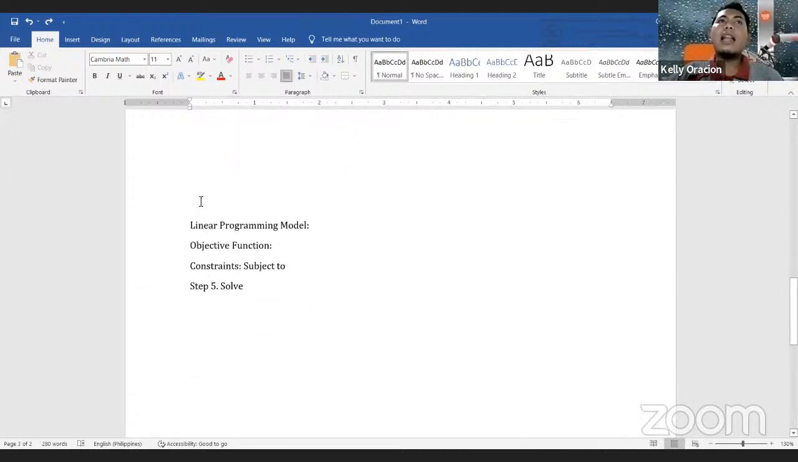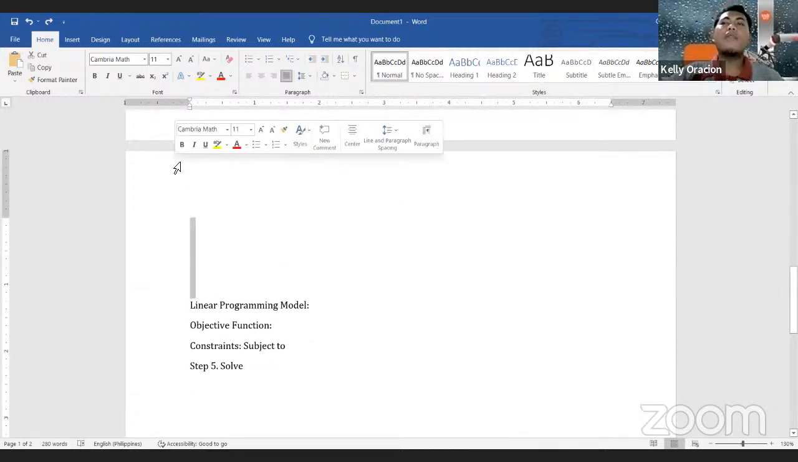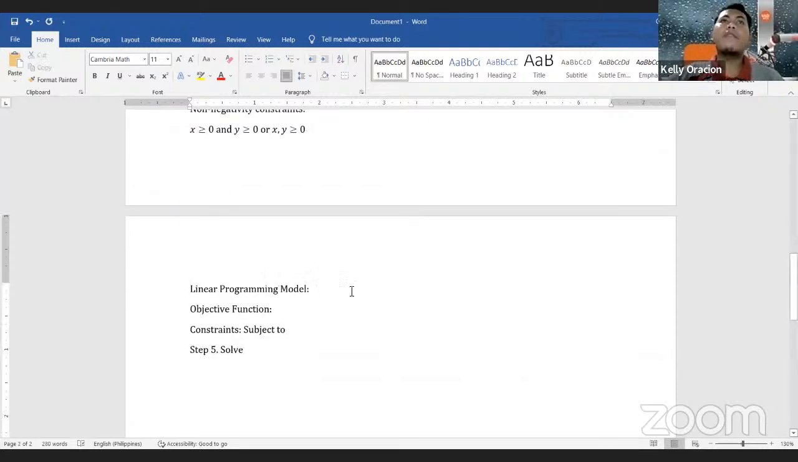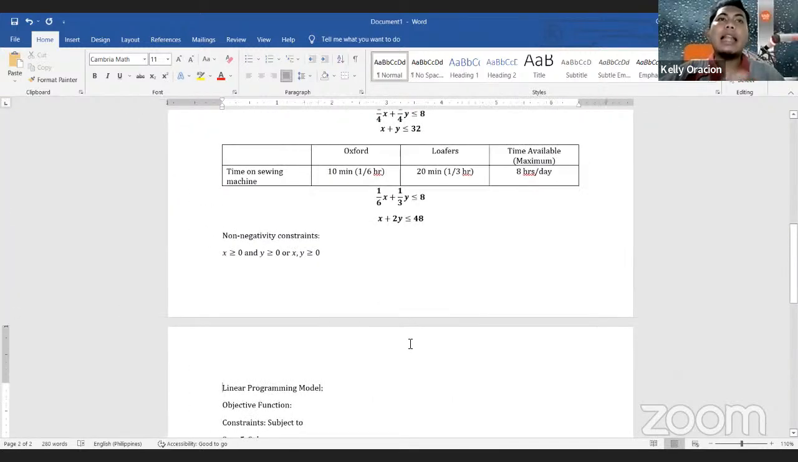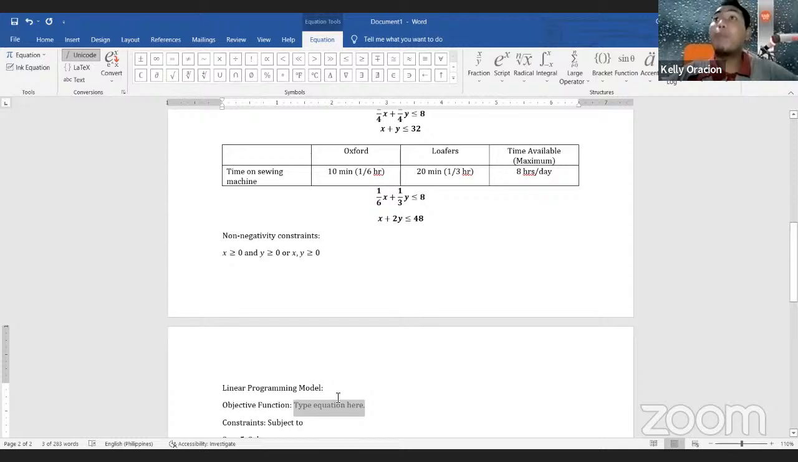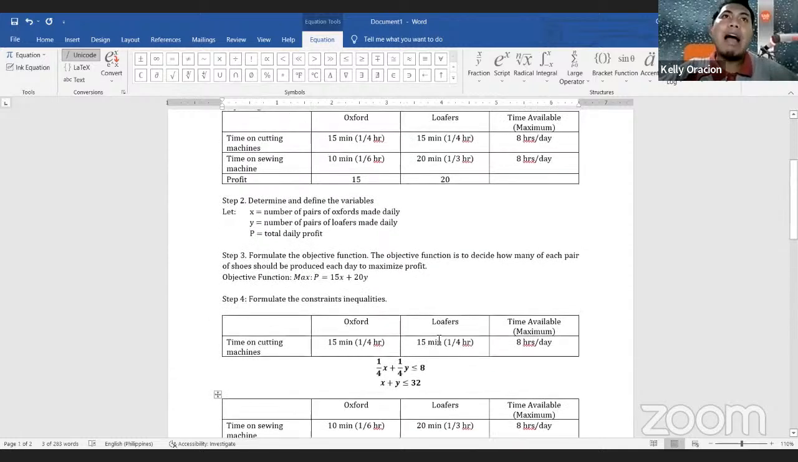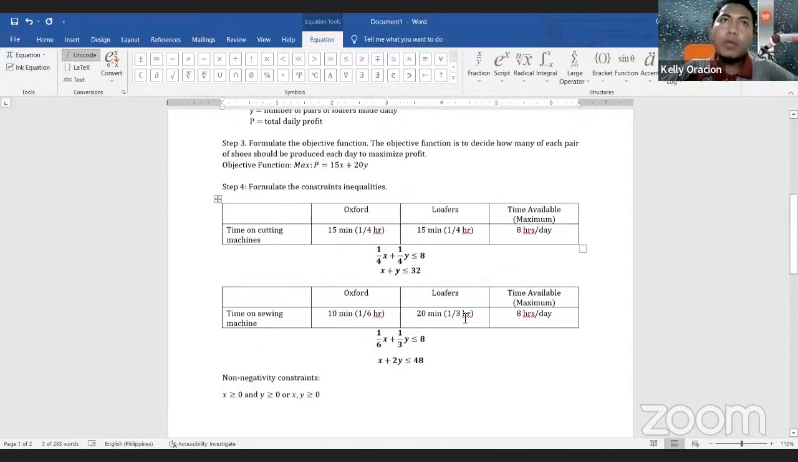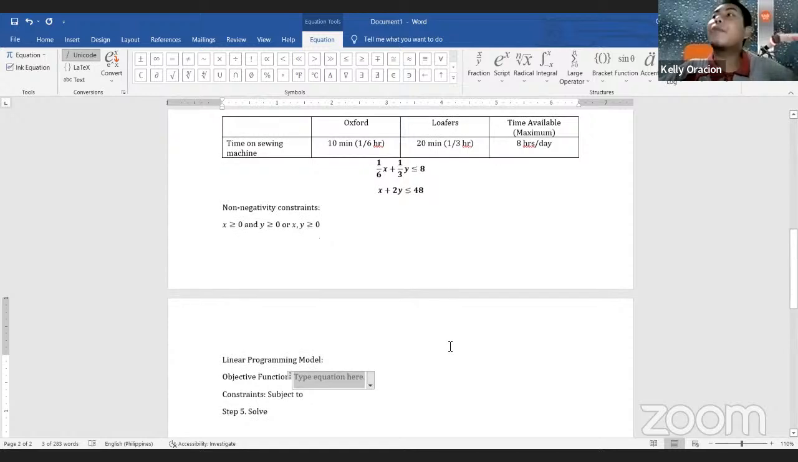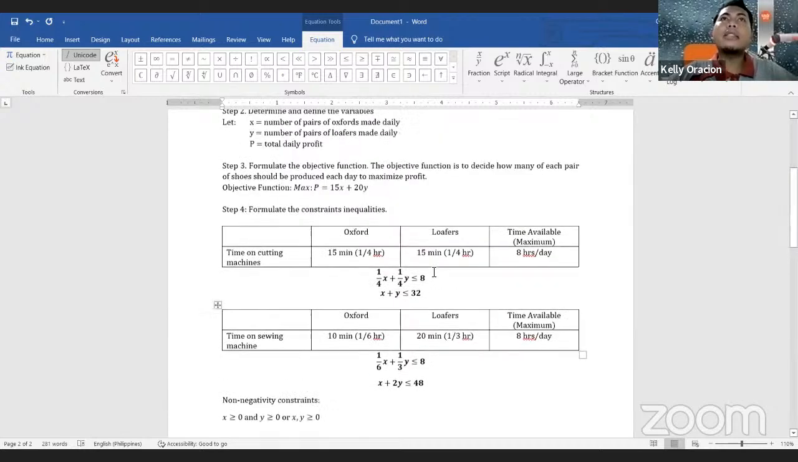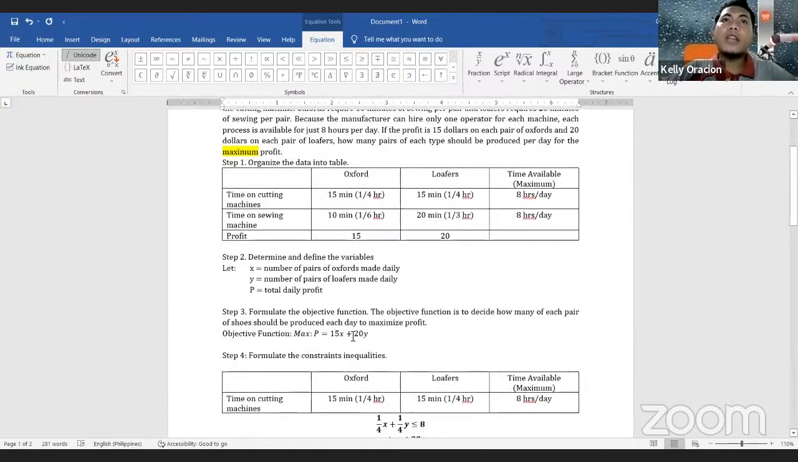Before we proceed to the solving part, we will create the linear programming model. We have completed step 3 and step 4, so we can now create a linear programming model. Our objective function based on our step 3 is this. I-paste ko na lang para mas easy.